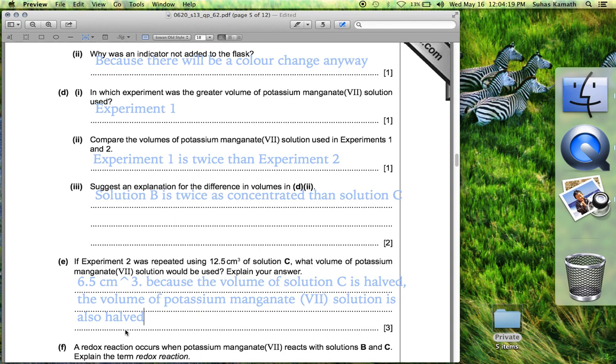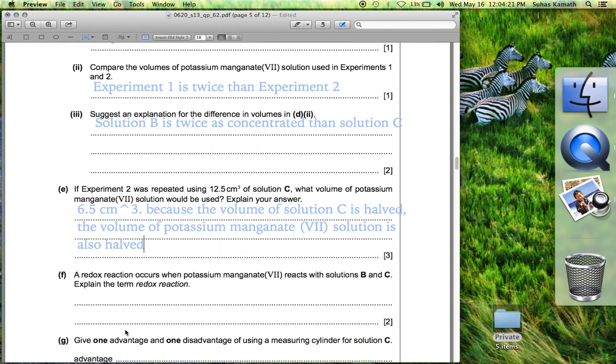A redox reaction occurs when potassium manganate 7 reacts with solution B and C. So they're not asking how the redox reaction happens, but they are asking the term: what is a redox reaction? A redox reaction is a reaction in which oxidation and reduction occur together.